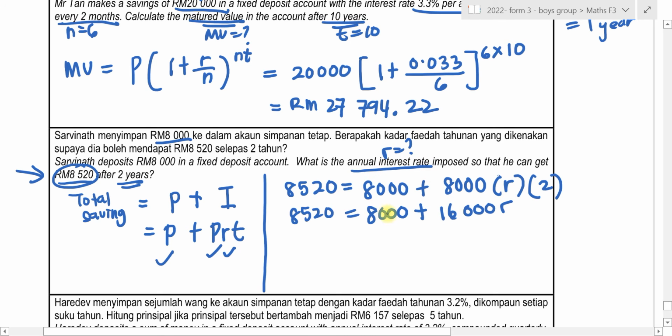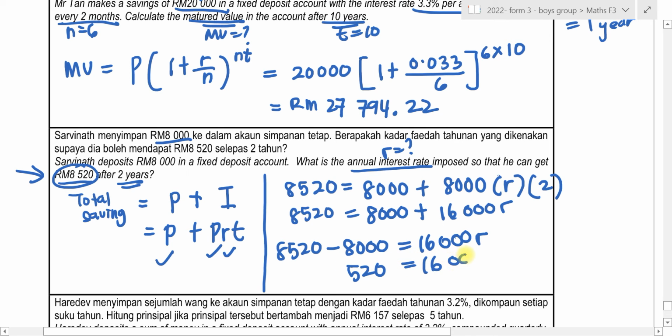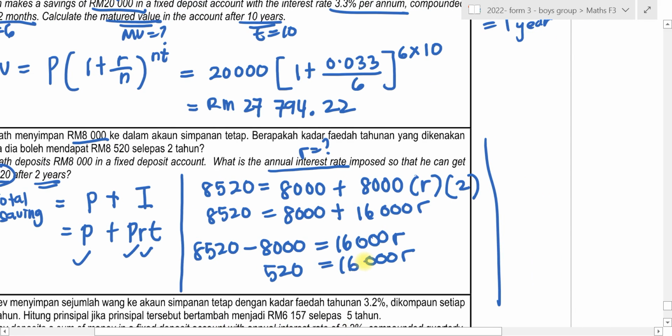Okay, right. Now we move the 8,000 to the opposite side. 8520 minus the 8,000 is equal to 16,000 R. So when you take 8520 minus 8,000, definitely we know the answer: 520 equal to 16,000 R. So what is the R value here? Just move the 16,000 to the opposite side. The 16,000 is multiplying with the R, so when it comes to the opposite side, it will be divide. Okay, so what is the R value?